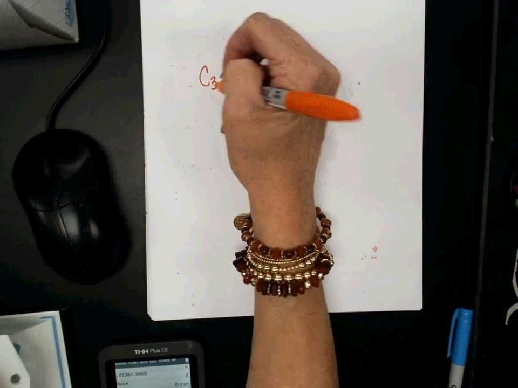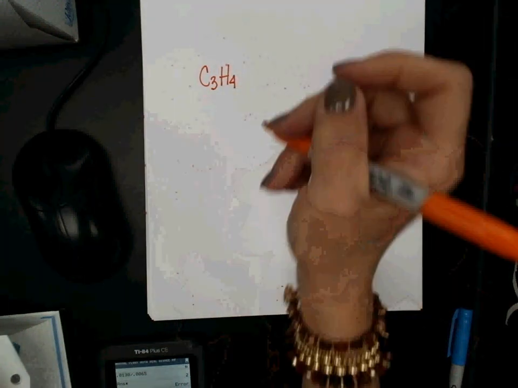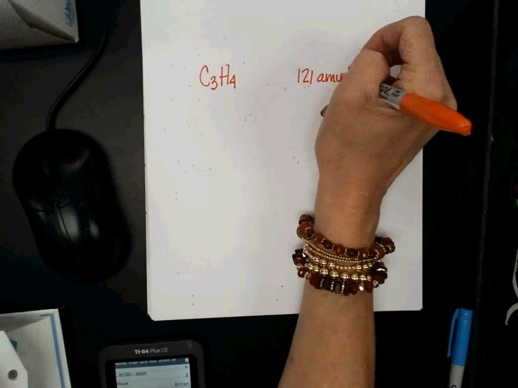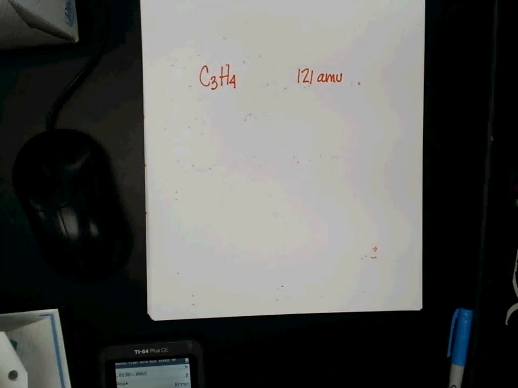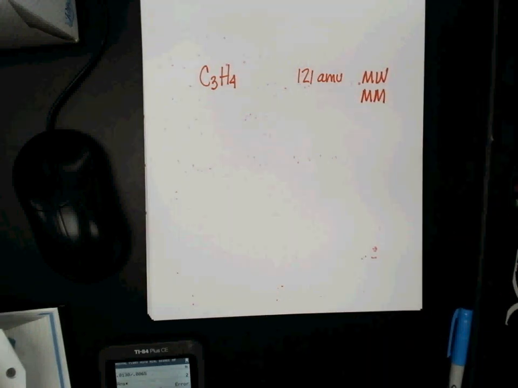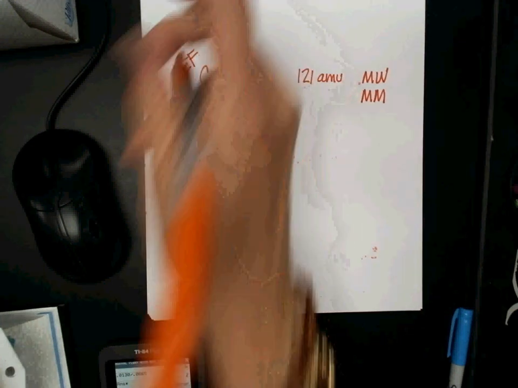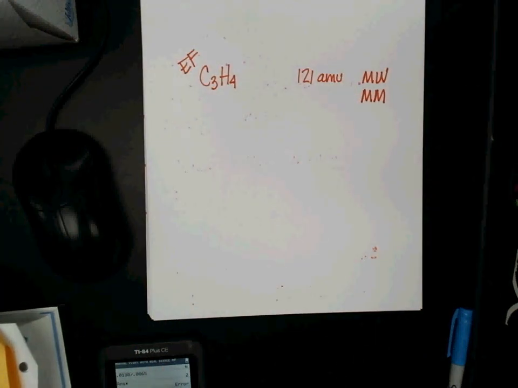Okay, so example 4 approaches it from a different way. It says a hydrocarbon has an empirical formula of C3H4 and an experimentally determined molecular weight of 121 AMU. What's the molecular formula of the compound? So this is my molecular weight, or I could also call this my molar mass. And I want to know, what's my molecular formula? This is my empirical formula. Now think about that. Anybody have an idea of how we can use all that information and figure it out?